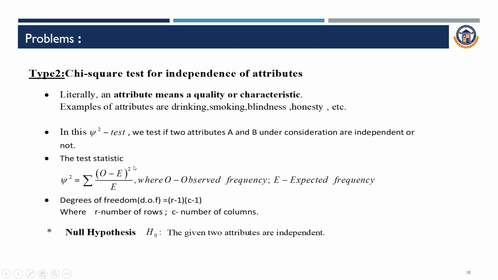Now we move to the second type, the chi-square test for independence of attributes. Here, the chi-square formula is the same, summation of O minus E whole square by E. But the degrees of freedom is R minus 1 into C minus 1, where R means the number of rows and C means the number of columns. In the second type of chi-square, we always take the null hypothesis that the given two attributes are independent.